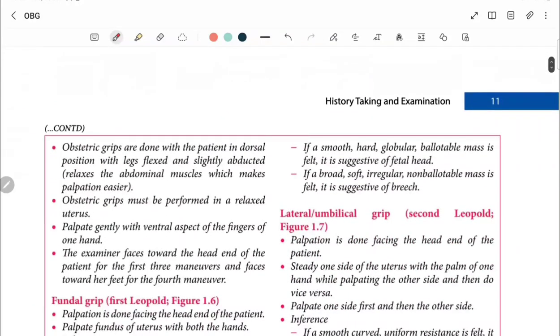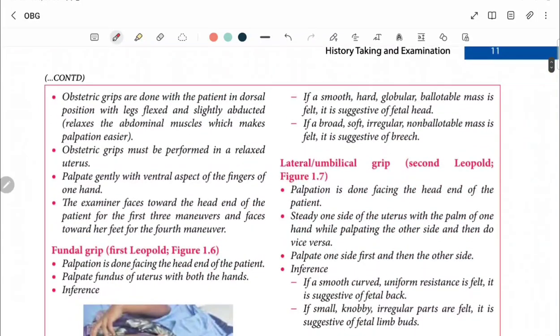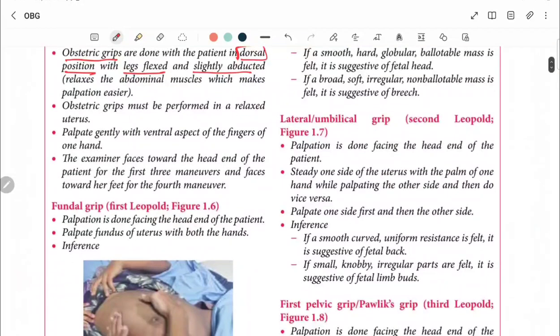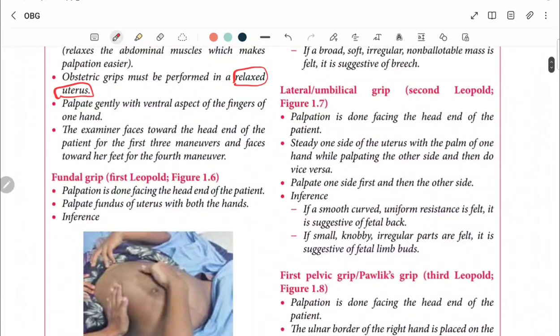So let's talk about each of them in detail. Obstetric grips are done with the patient in dorsal position with legs flexed and slightly abducted, because it relaxes the abdominal muscles, which makes palpation much easier. Obstetric grips must be performed on a relaxed uterus. So palpate gently with the ventral aspect of the fingers of one hand.